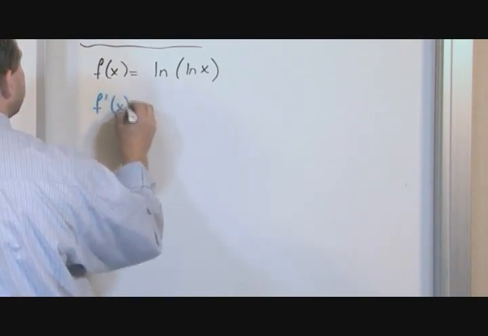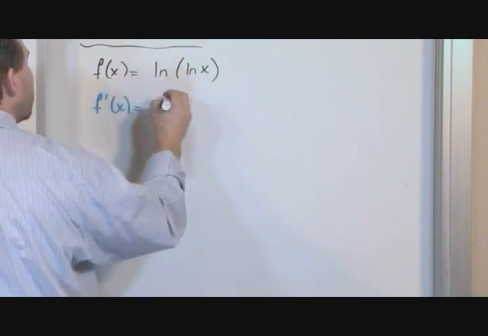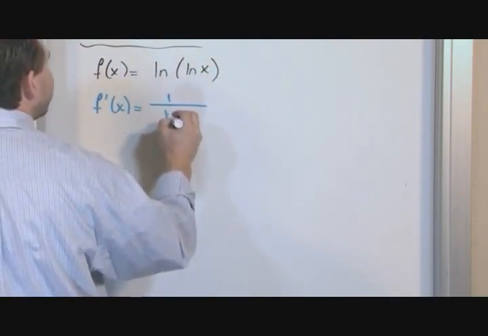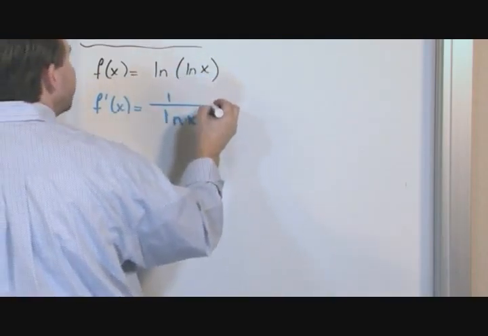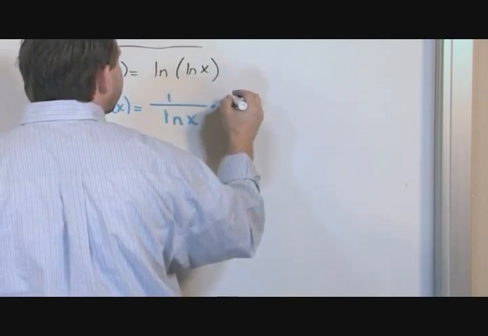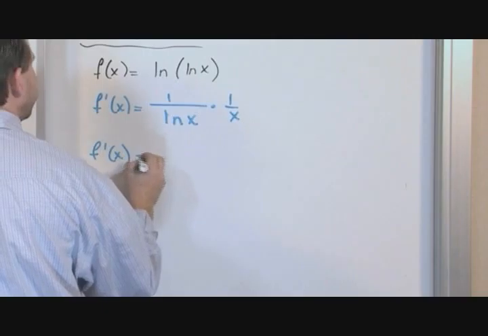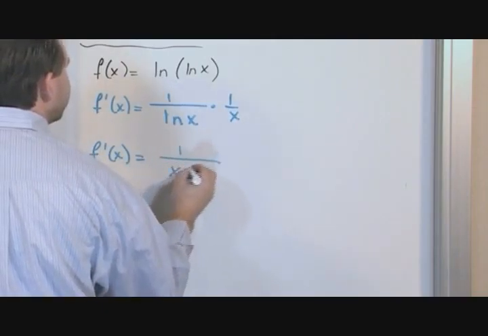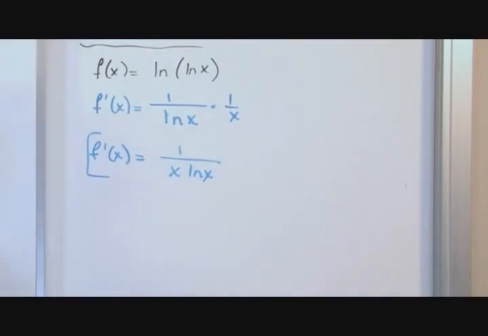f prime of x is equal to, well, the derivative of this outer function is what? It's 1 over the argument. So this natural log of x has to go in the bottom because it's 1 over whatever's on the inside. But then you multiply by the derivative of the inside. The derivative of natural log of x is 1 over x. So ultimately, the final answer is 1 over x times natural log of x. And that is the final answer.